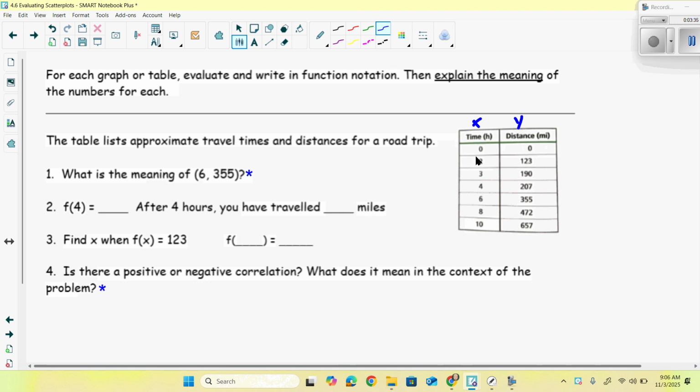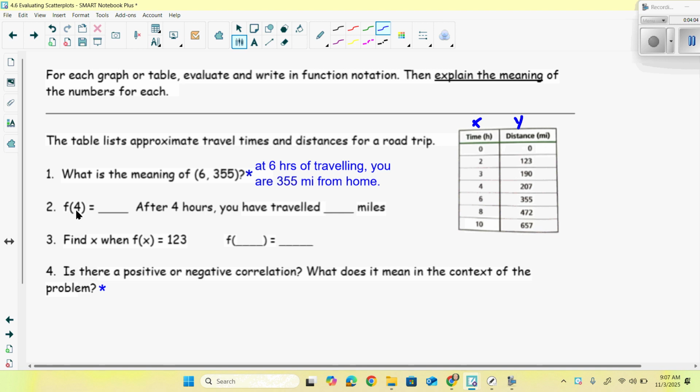Independent, dependent. What is the meaning of 6, 355? Well, the meaning is when you travel for 6 hours, you end up a distance of 355 miles from home. That's going to be important. This isn't trivial here. Being able to find numbers is obviously part of math, but interpreting our information is also very important. So you're going to want to make these connections and challenge yourself and ask in class.